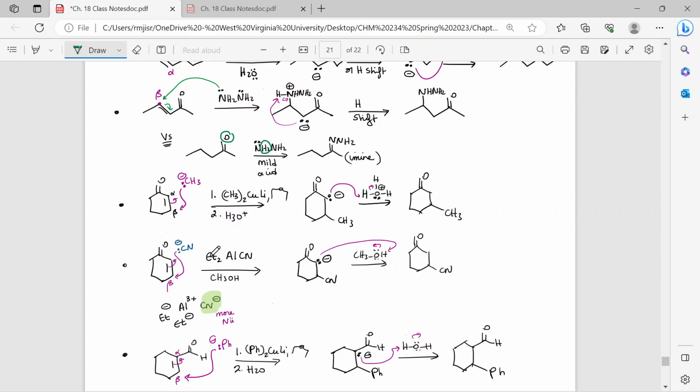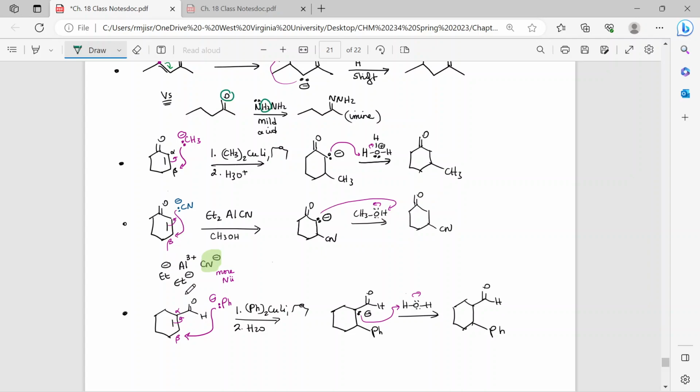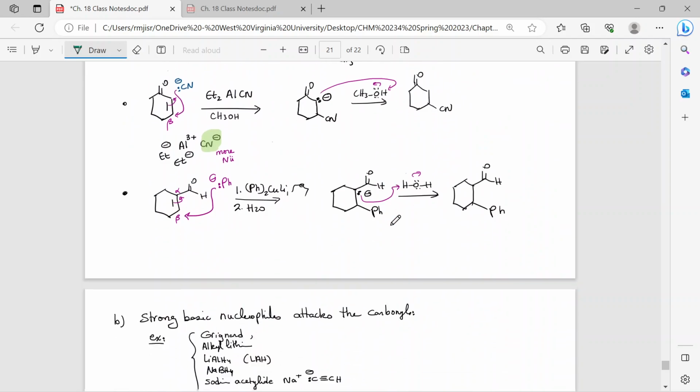Another nucleophile is the diethyl aluminum cyanide. The CN is a better nucleophile than the ethyl group. So this is why the CN is going to add over here to the beta carbon. It's going to add, form the enolate, and then it's going to get protonated in there. So this one is more nucleophilic. This is why it's going to add compared to the ethyl group in there. This will all attack the beta carbon.